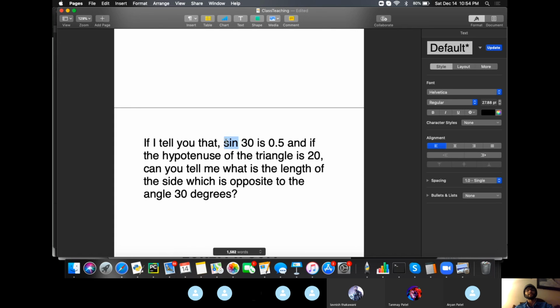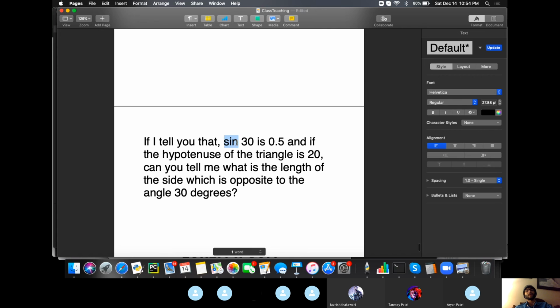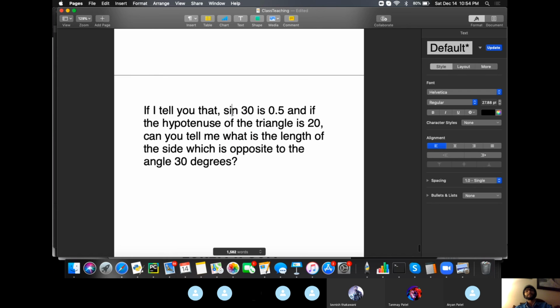You know what sine is. You should know what ratio sine is talking about. So I'm telling you that in this triangle, the angle is 30 degrees. That really doesn't matter actually. You don't have to actually understand about the angle, but I'm just telling you that the angle is 30 degrees. I'm telling you that the sine ratio for that particular angle is 0.5. You should first think what is sine ratio, and then try to understand how that is applicable in this problem. The hypotenuse of the triangle is 20 centimeters. Then what will be the length of the side which is opposite to the angle?